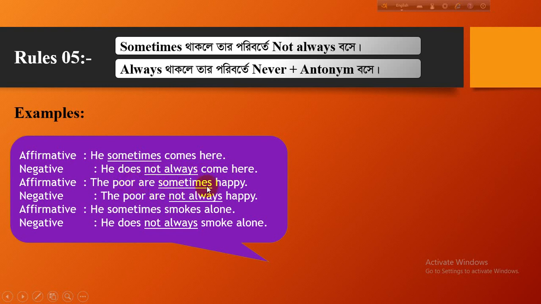The poor are sometimes happy. So that means the answer will be the poor are not always happy. So dear student, only instead of sometimes we can use not always. The last question, he sometimes smokes alone. So the answer will be he does not always smoke alone.